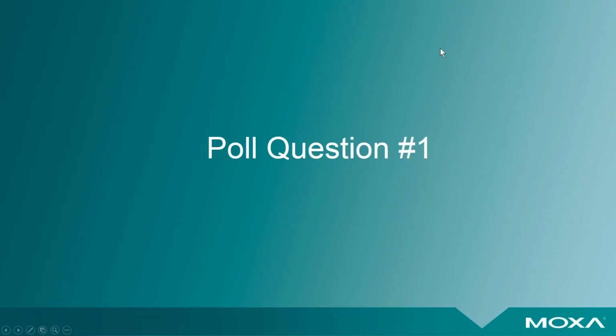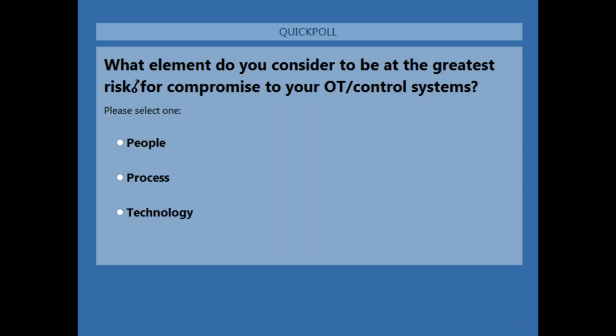So with that brings us to our first poll question. Of the three elements that we just talked about, people, process, or technology, which element do you consider to be the greatest risk for compromise to your OT control systems? So people, process, or technology. So it looks like the voting's starting to pick up here. We'll give it a couple more seconds for everyone to register their vote.